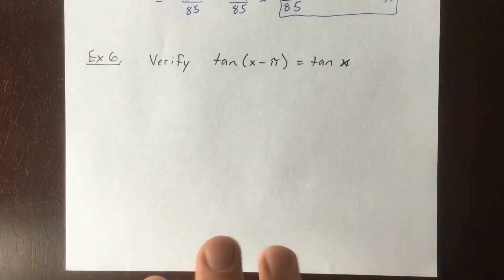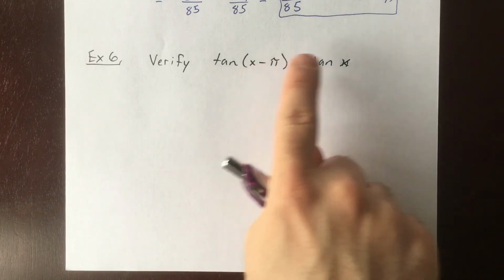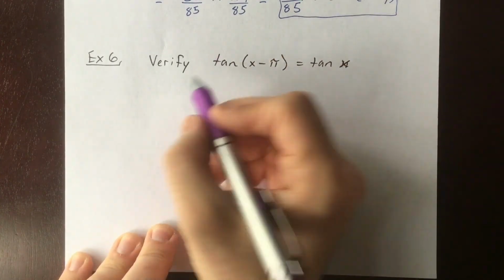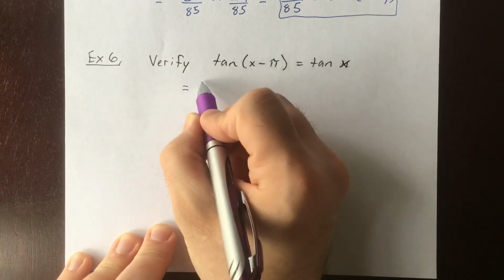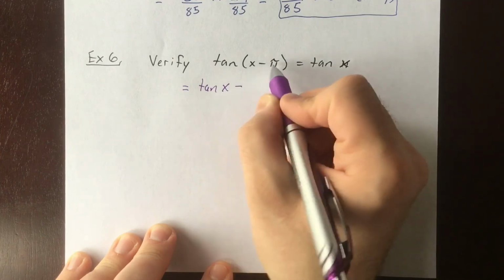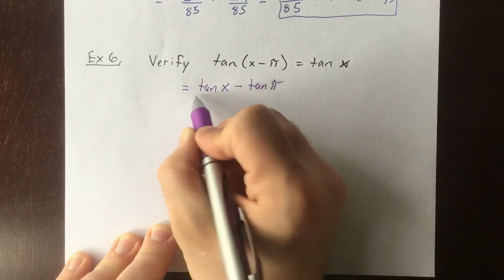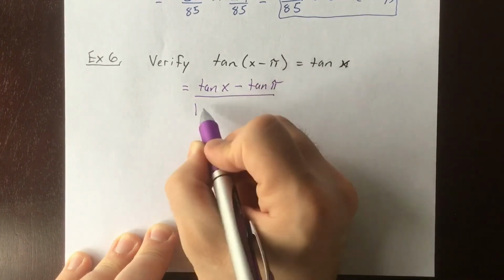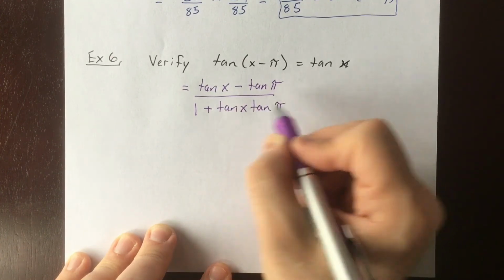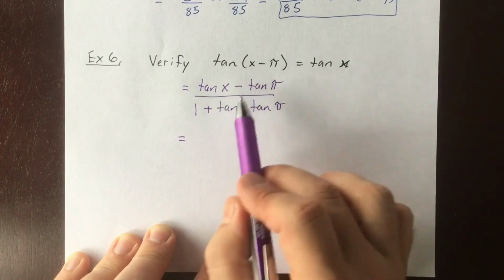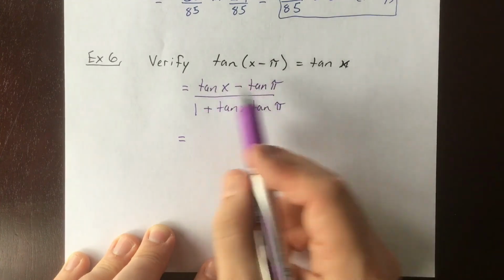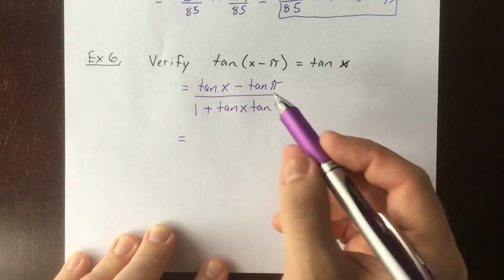So I could do this a couple of ways. I'm trying to show that this will equal tangent of x. So using our tangent identity, it's tangent of the first angle, and here's the same sign, so still minus, tangent of the second angle, over 1, sign switch, plus tangent of the first multiplied by tangent of the second. If you do not remember this, go back to the beginning of the video and take a look at it.